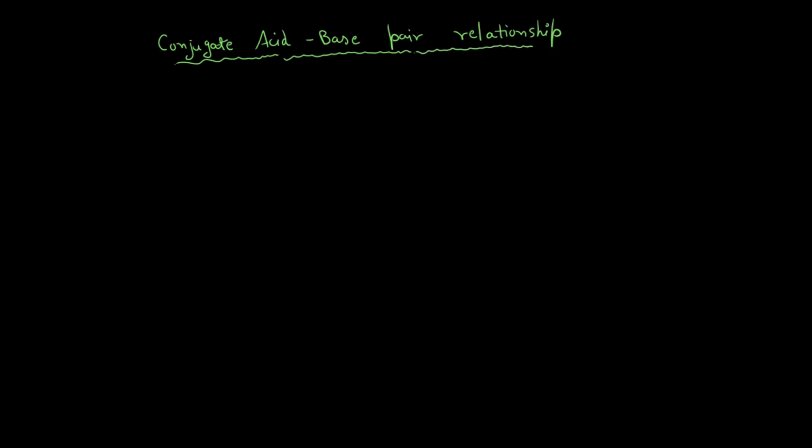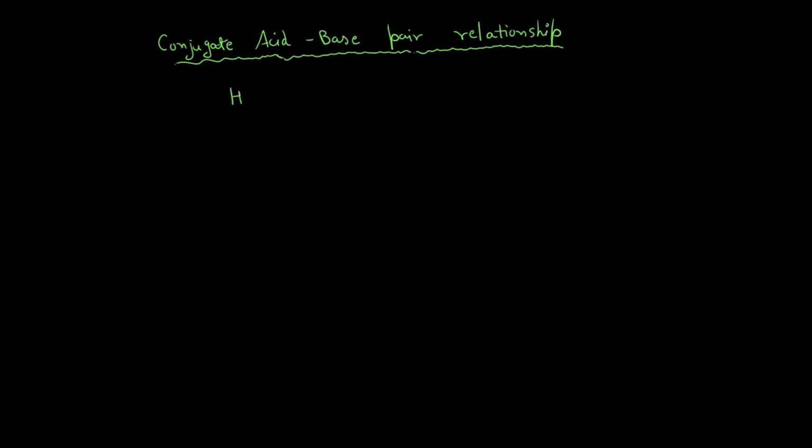Okay, so now we will study the relationship between conjugate acid base pair. So we have already studied what are conjugate acid base pairs, right? So if there is a strong acid, it will give us a weak conjugate base, and if it is a weak acid, it will give us a strong conjugate base.